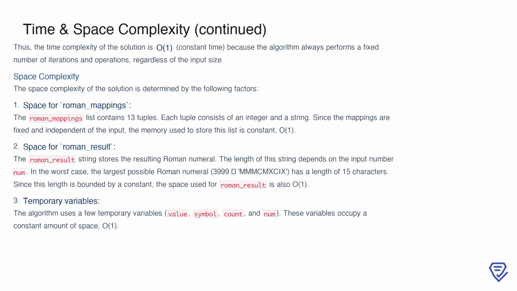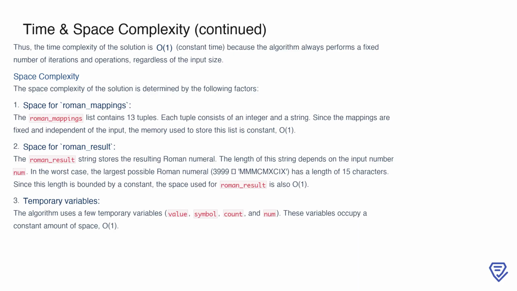O(1), or constant time. Now, examining the space complexity, the Roman_mappings list takes up constant space since it contains a predefined set of 13 tuples, each with a fixed integer and string. This memory usage does not grow with the input, so it is O(1). The resulting Roman numeral string, stored in Roman_result, is another factor to consider. The length of this string depends on the input number, but even in the worst-case scenario, like converting 3999 to MMMCMXCIX, the length is capped at 15 characters. Since this upper bound is fixed, the space required for the result remains constant, or O(1).